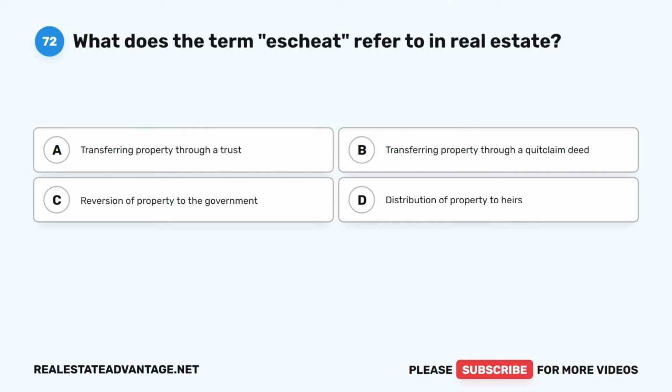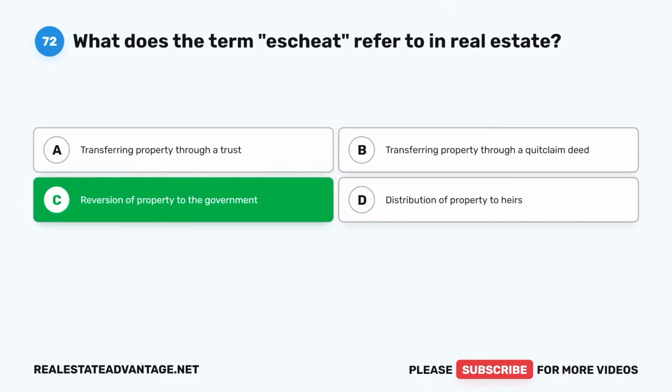Question 72. What does the term escheat refer to in real estate? A. Transferring property through a trust. B. Transferring property through a quitclaim deed. C. Reversion of property to the government. D. Distribution of property to heirs.